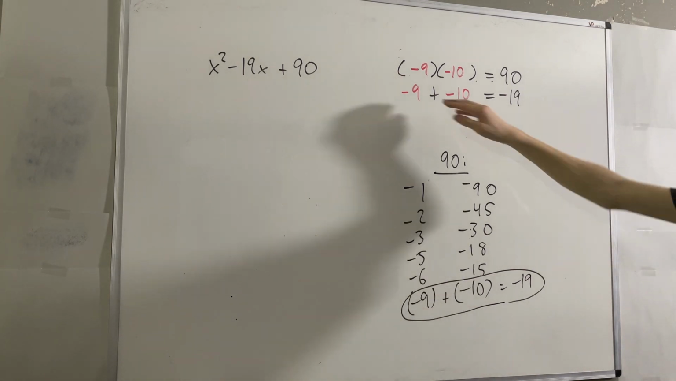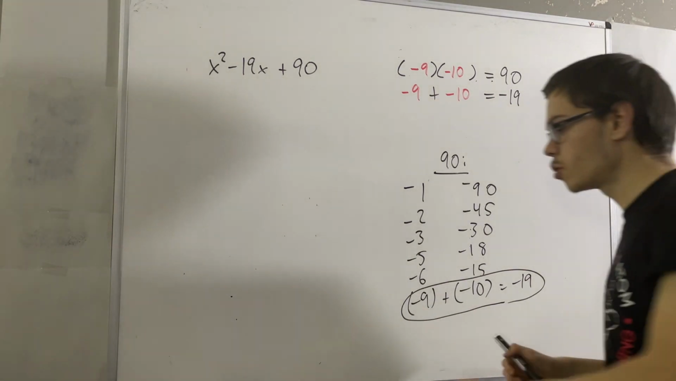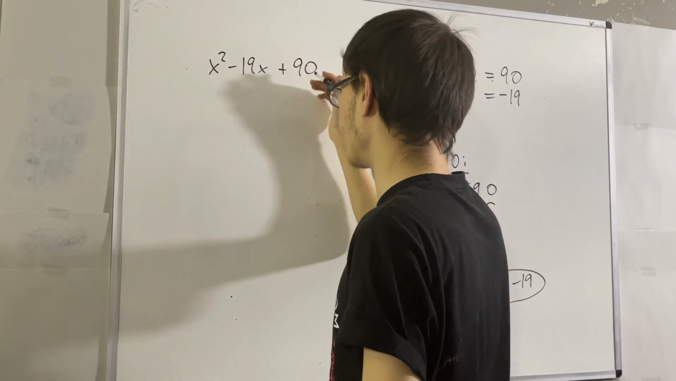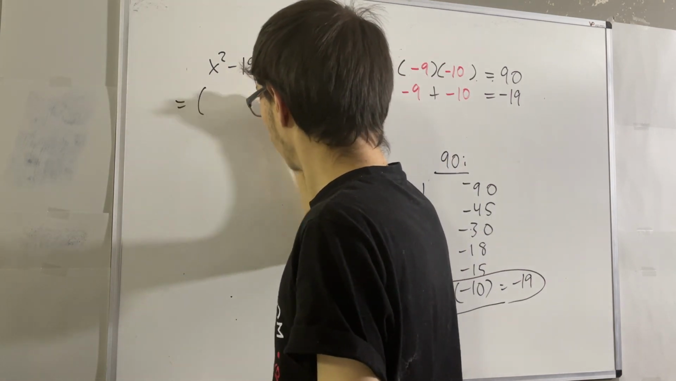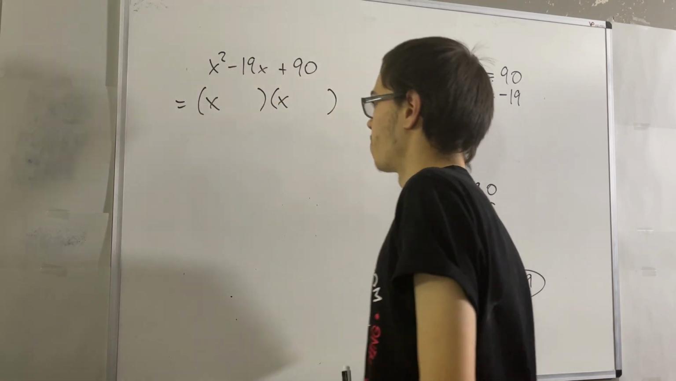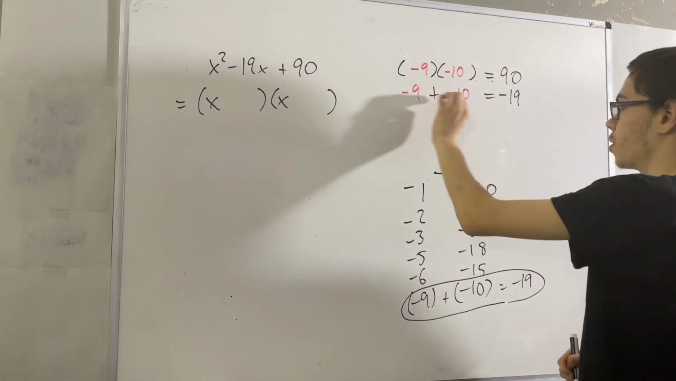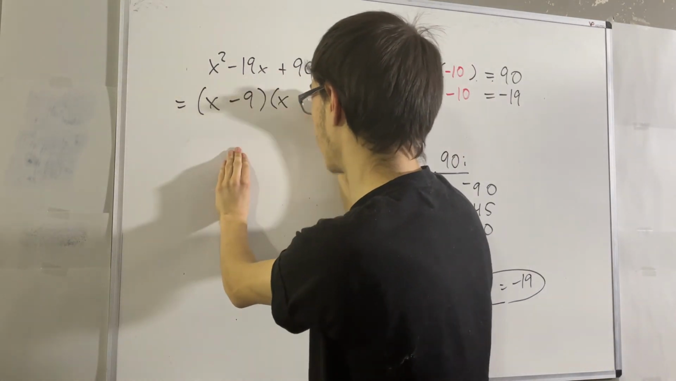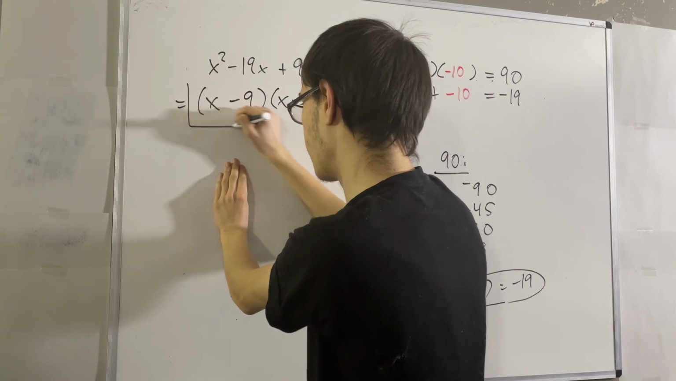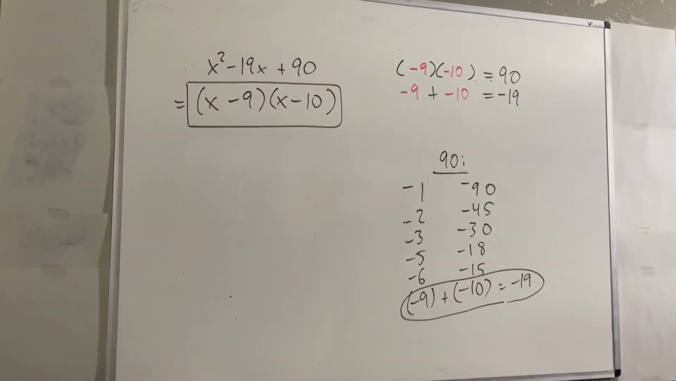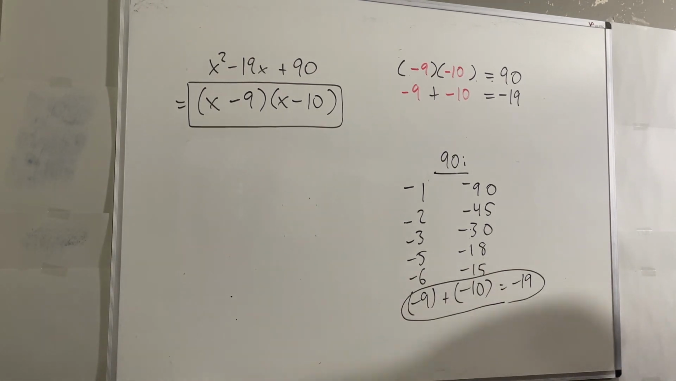And so now that we know these two numbers, here's what we do with them. Whenever we have something in the form of x squared plus bx plus c, you have two parentheses. You put x here and x here. But then all you've got to do is put your magic numbers in each of them. So you have minus 9 and minus 10. And that's it. Now it's completely factored. And that's basically it for this problem.